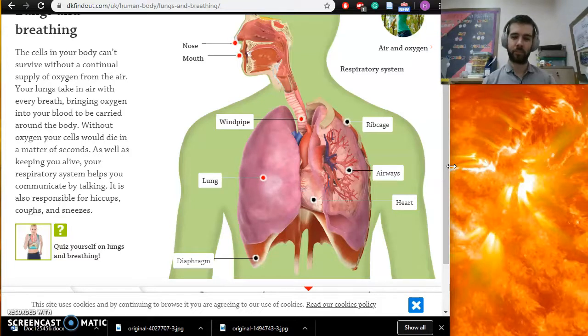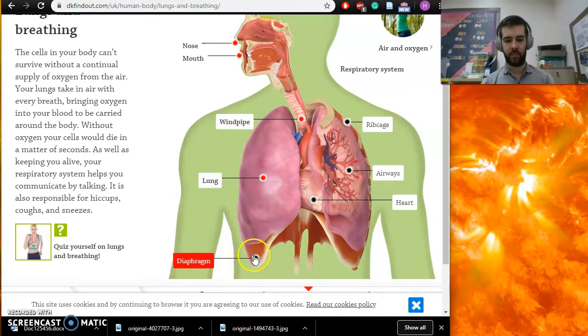Okay, so as we breathe in, the oxygen goes up through our nose, into our windpipe, down into our lungs, and gets into our airways, and then eventually gets into the alveoli.